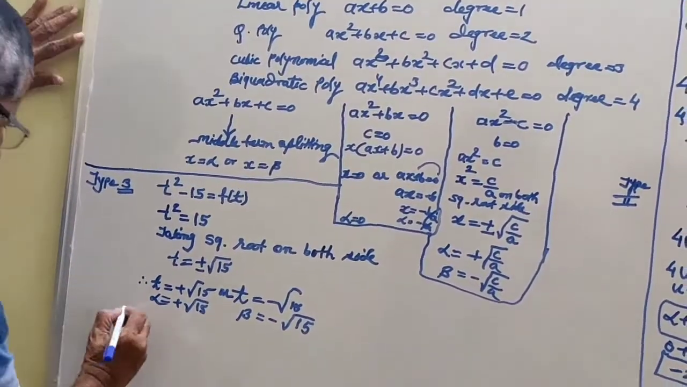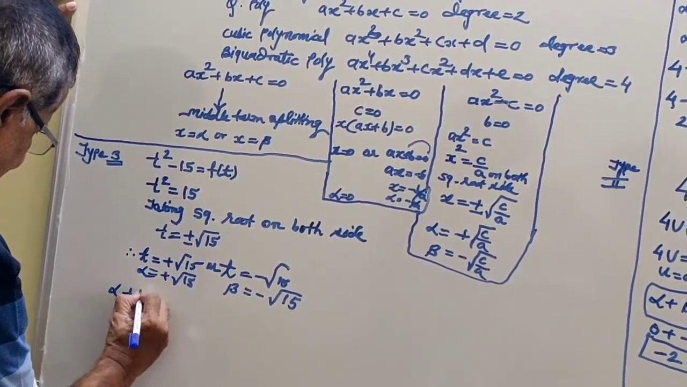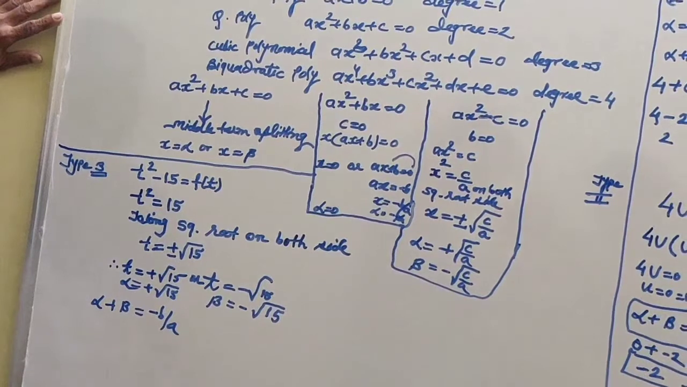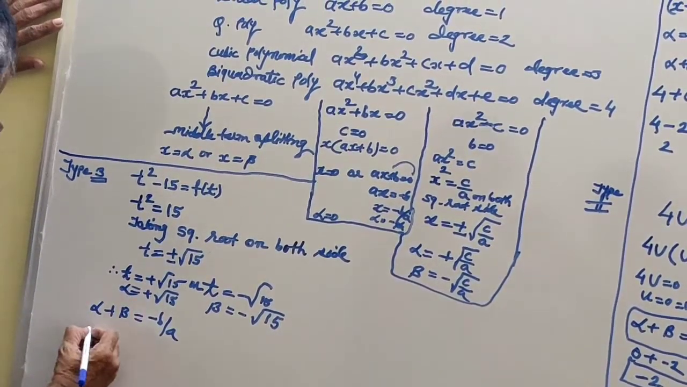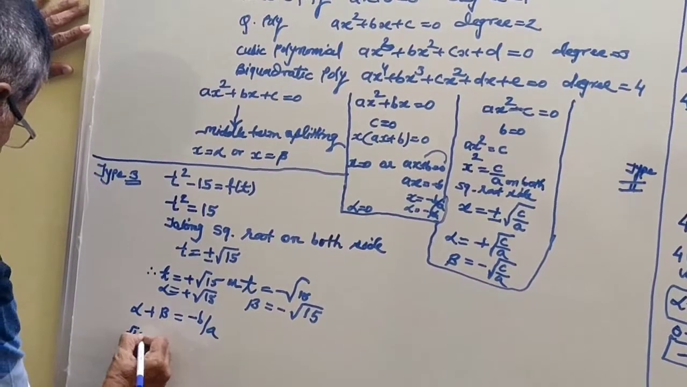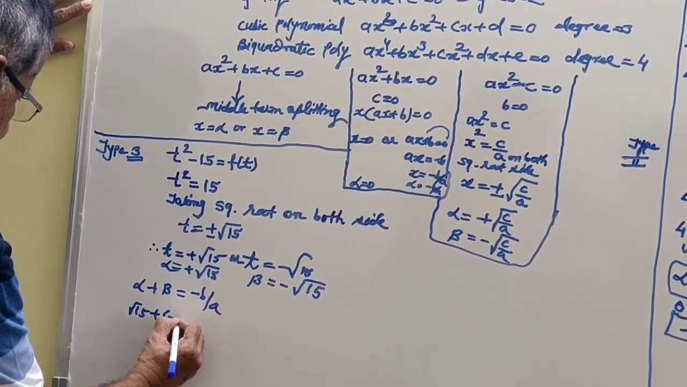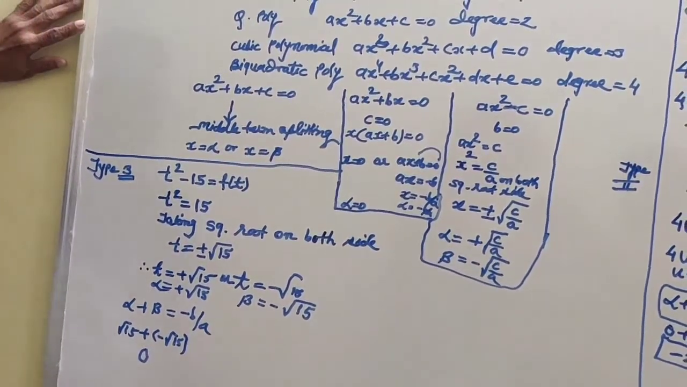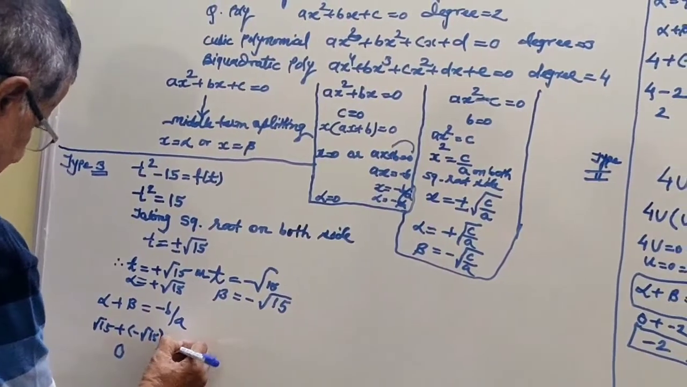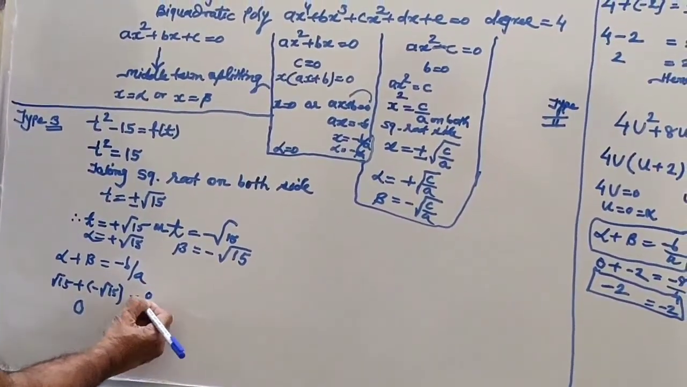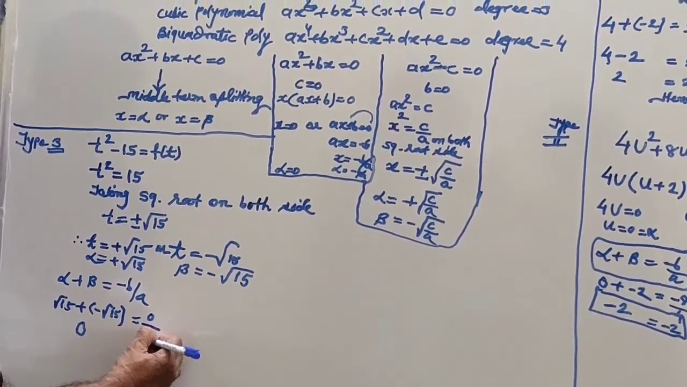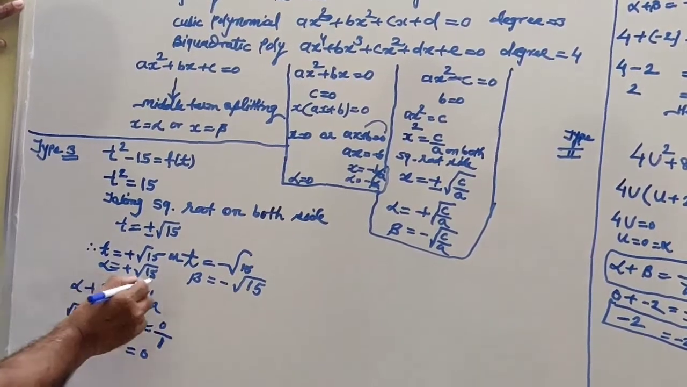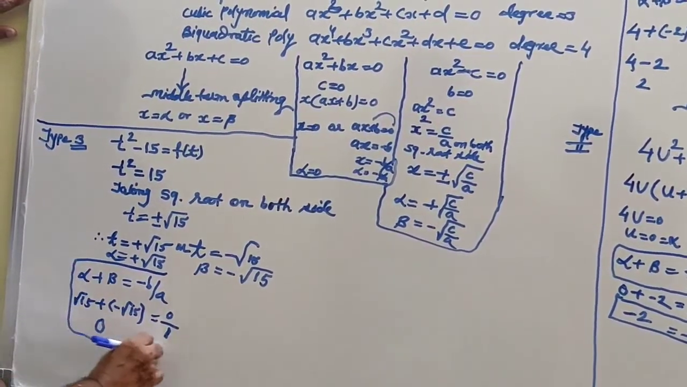First is the sum. The sum alpha plus beta is equal to minus b by a. My value of alpha is plus root 15 and beta is minus root 15. So I will get 0. Here we know that b is 0 and a is 1, the coefficient of t square is 1. Again it is 0. Hence verified. This relation is verified.